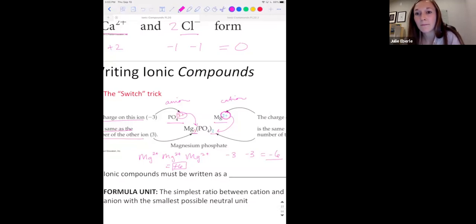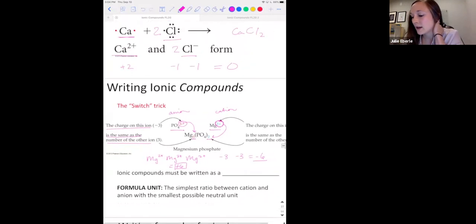Yep. Somebody asked me this morning, they said, will the switch trick ever fail you? And I had to think, I don't think it will. I think it works just about every time. So I think it's a safe thing to use. That's why I'm introducing it to you. It's a lot easier than doing all the math. And I think you can trust it. Now, ionic compounds, we want them to be written in what we call a formula unit.